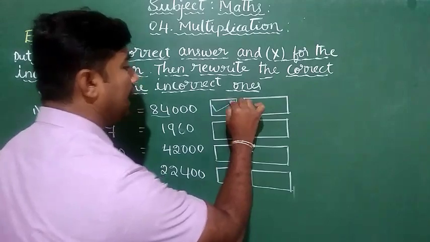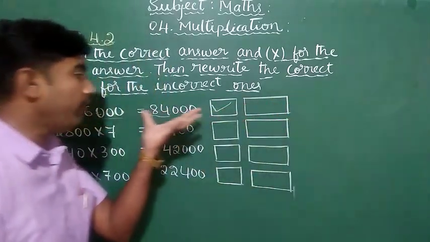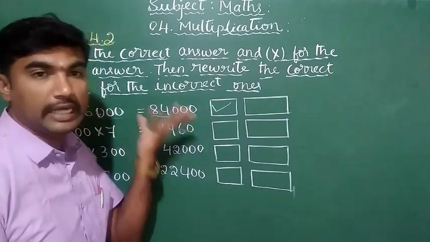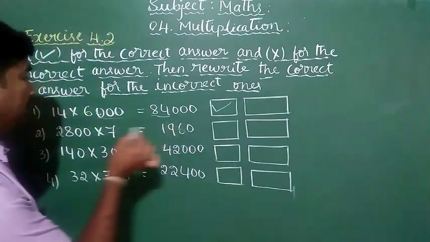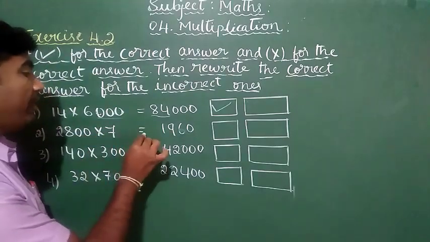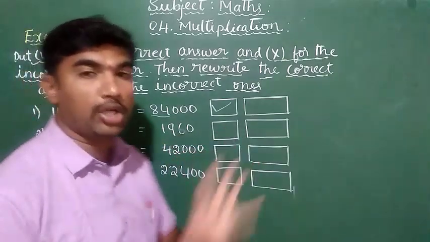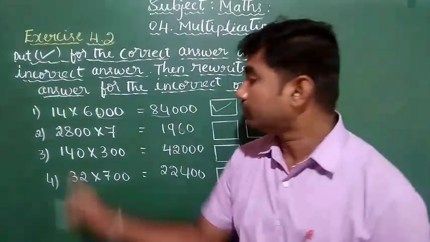I am keeping the right mark. No need to write the right answer here, because we already know 84,000 is correct. Like that, the second question: 2,800 into 7 equal to 1,960. Whether this is right or wrong, we need to calculate.